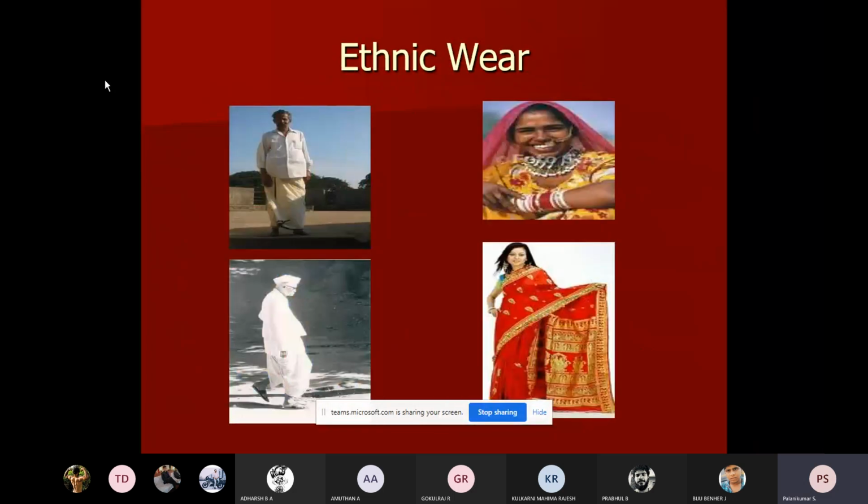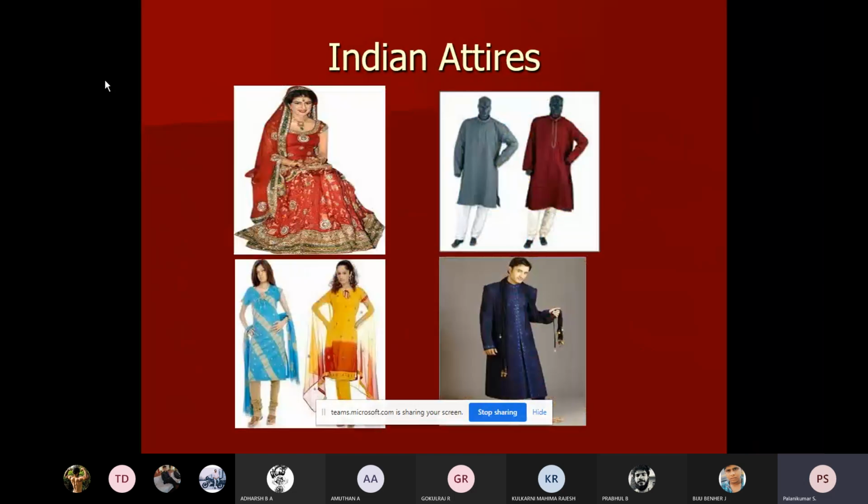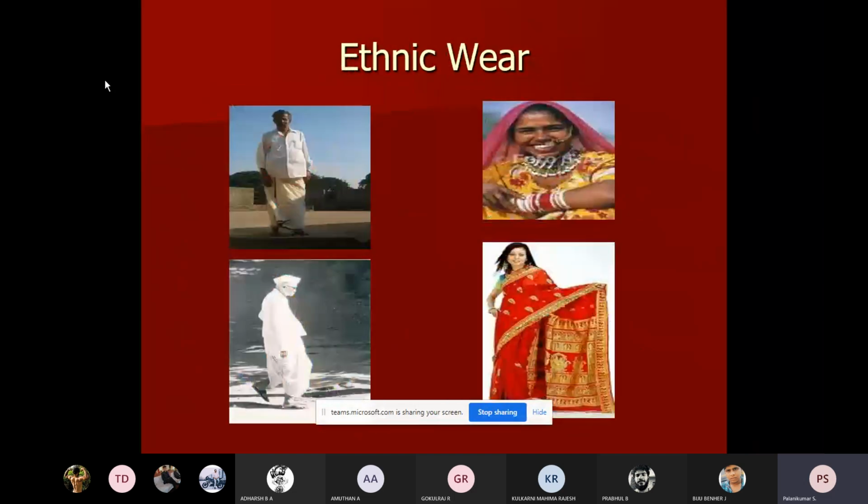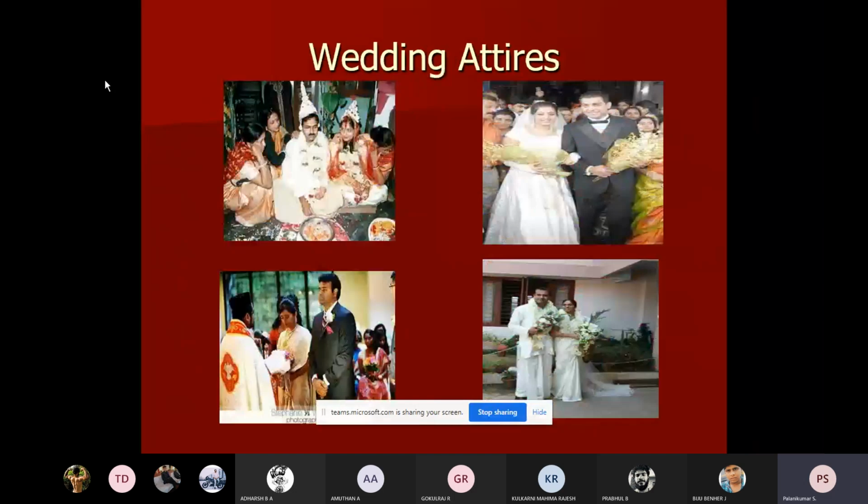Likewise, not only normal attire, it also applies to ethnic wear. If you go for wedding attires, religion to religion, region to region, it changes. Likewise, Indian tradition.